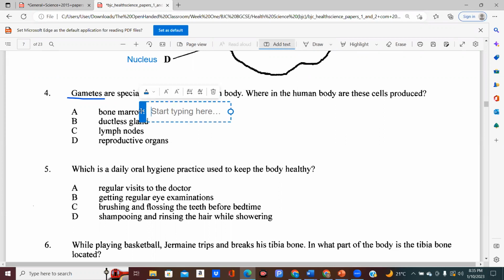So the bone marrow, right? Let's first deal with the bone marrow. The bone marrow is where what happens? Blood cells are produced. Very good. So that's where the manufacture of red blood cells takes place.